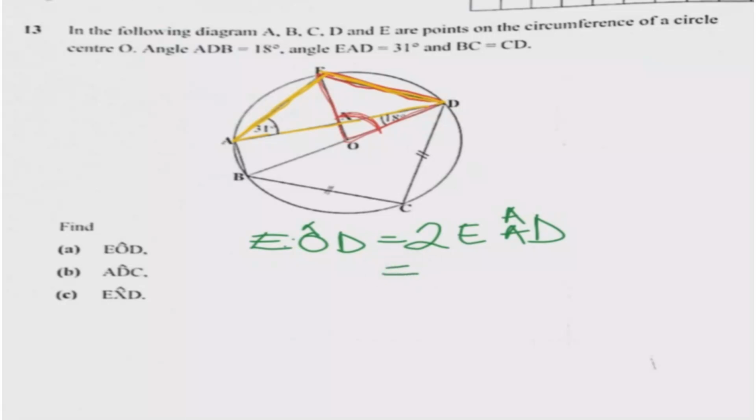So we can just say 2, then open bracket. What is the value of angle EAD? It is 31 degrees. Then we multiply 2 times 31: 2 times 1 gives us 2, 2 times 3 gives us 6. So that is 62 degrees. Then we go where we are supposed to record the answer and say angle EOD is equal to 62 degrees.